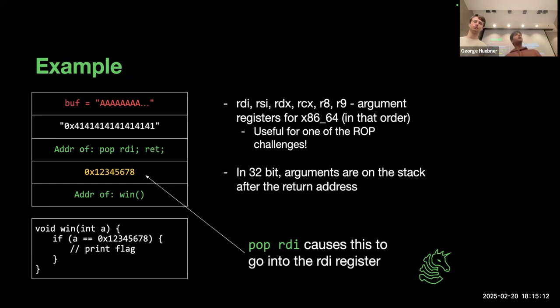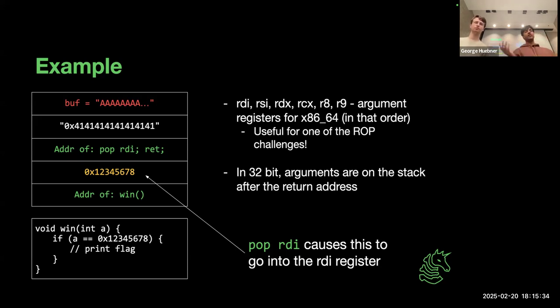This is more realistic in what you do with ROP. For instance, let's say you have a win function, but this time the win function takes a parameter. So you won't be able to print the flag unless A is equal to that number. So what you can do is, before jumping to win, first you can jump to a pop RDI gadget.